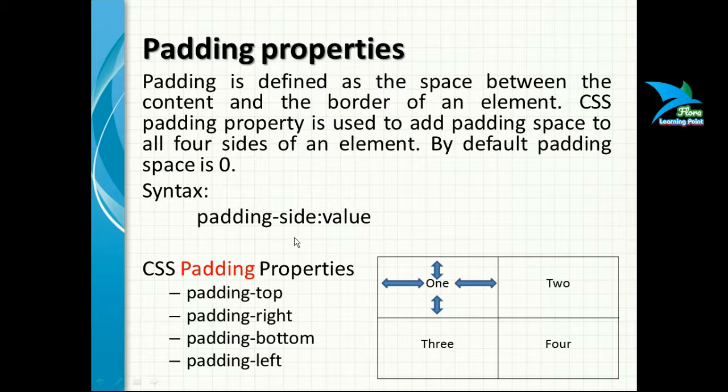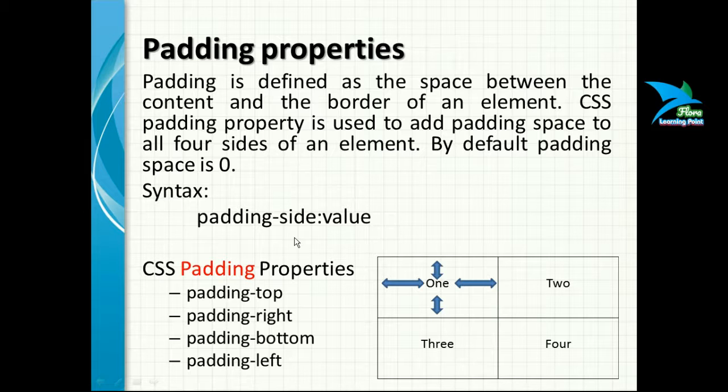Next we'll discuss the padding property. Padding is defined as the space between the contents and the border of an element. The CSS padding property is used to add padding space to all four sides of an element. By default, padding space is 0. So with the help of the padding property, you can set the gap between content and the border of any element. If you specify a border around a paragraph, you can use padding to set the gap between the paragraph border and its contents. You can also use this property with a table.